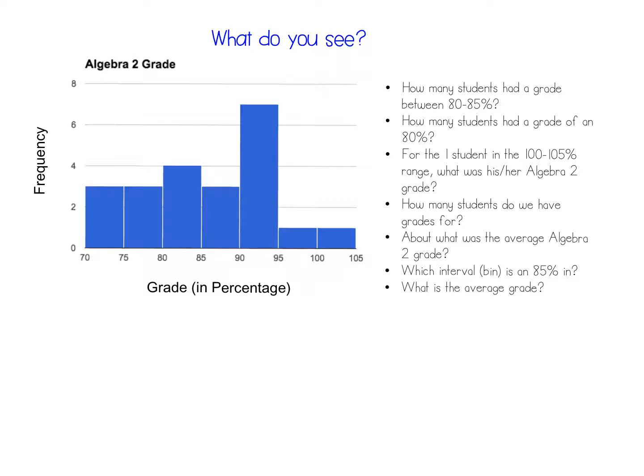About what was the average Algebra 2 grade? Which interval is an 85% in? And what is the average grade? So I just want you to think through those questions, look over this histogram, and see how many of those, if any, you can answer.